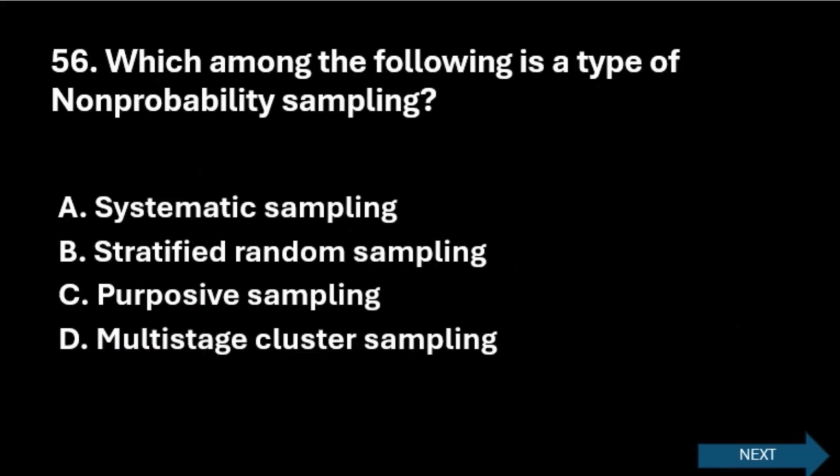Next question. Which among the following is a type of non-probability sampling? Option A, systematic sampling. Option B, stratified random sampling. Option C, purposive sampling. Option D, multi-stage cluster sampling. The right option here is purposive sampling.